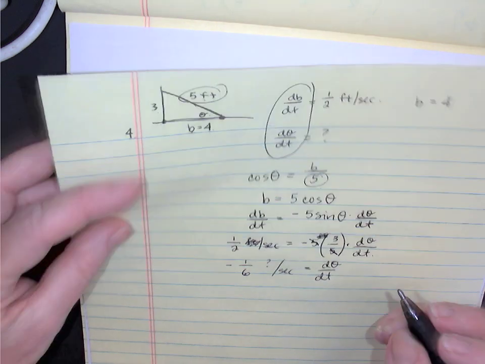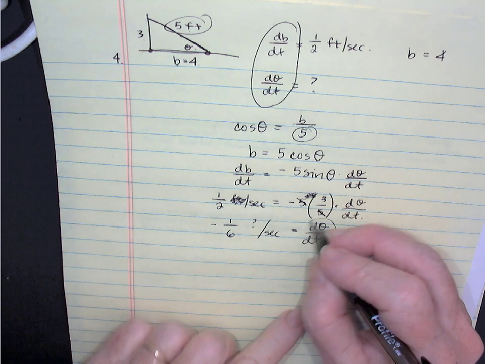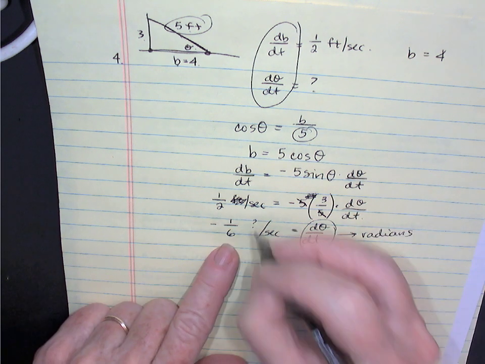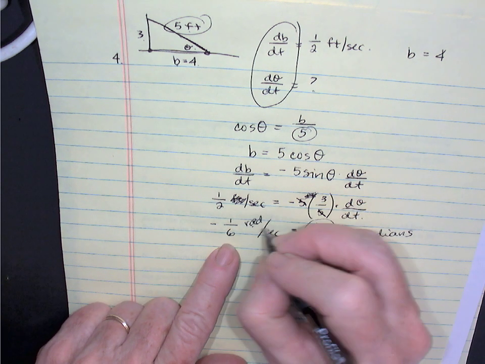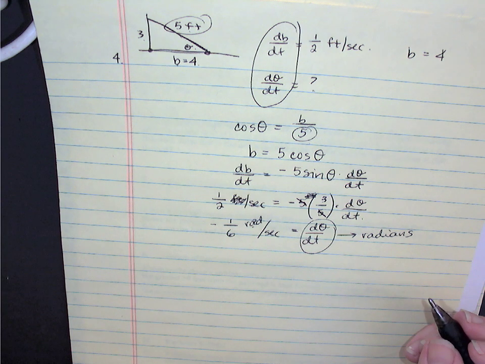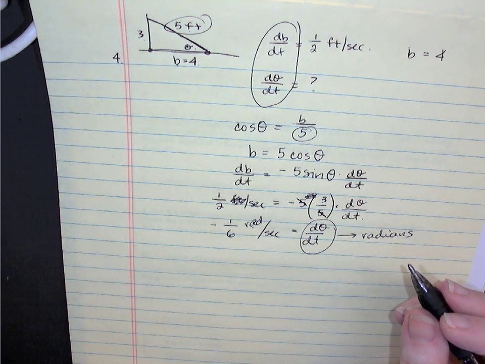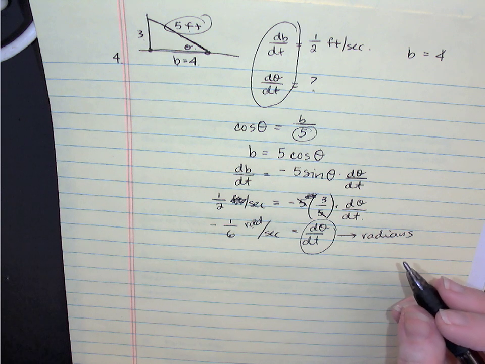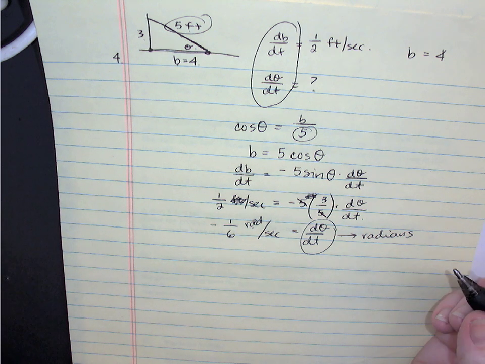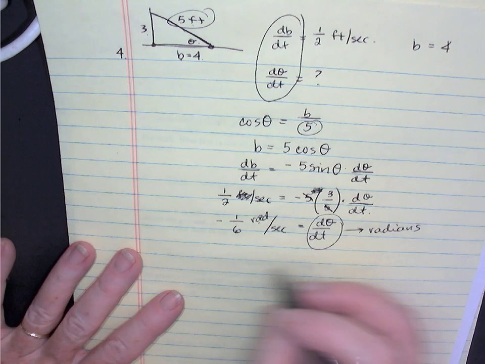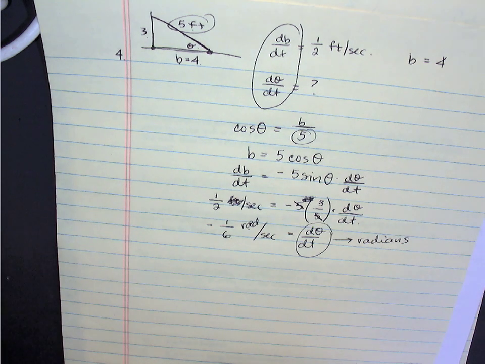And what we can remember is that dθ/dt has got to be in radians, right? So this is going to be radians per second, and radian is a little ambiguous. When we talked about radians, remember, it was the ratio between the circumference and the radius, if I remember correctly. But this has got to be radians per second. And if we wanted to convert it to degrees, you could do that too.